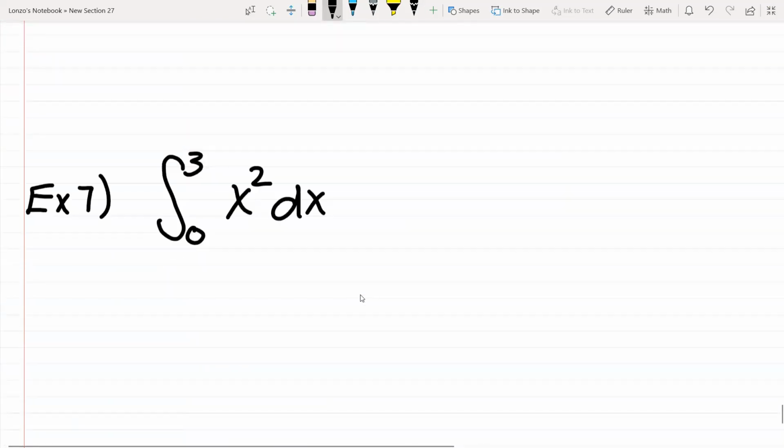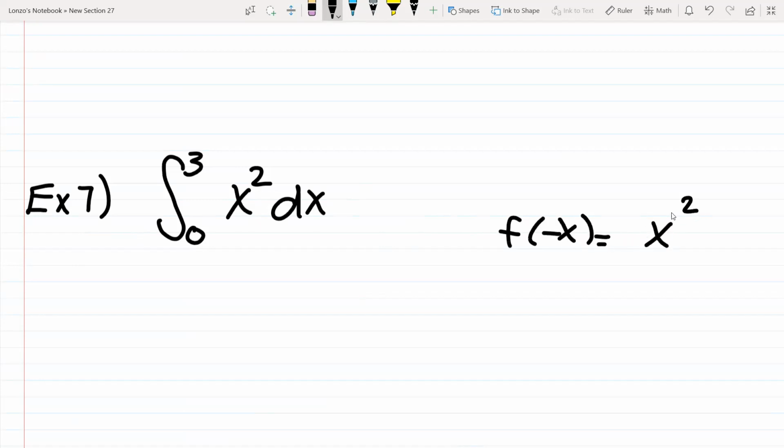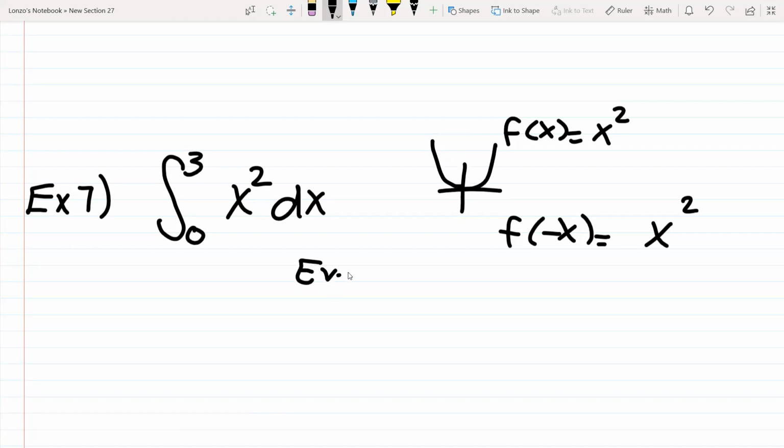Okay, next and last one, example 7. The integral from 0 to 3 of x squared dx. So is this odd or even? This is definitely even, because if you plug in f of negative x, your outcome is positive, which in our case it would be, since our function is x squared. You also know that x squared is a parabola, so it is symmetric to the y-axis, which means it's even. So this concludes it's even.